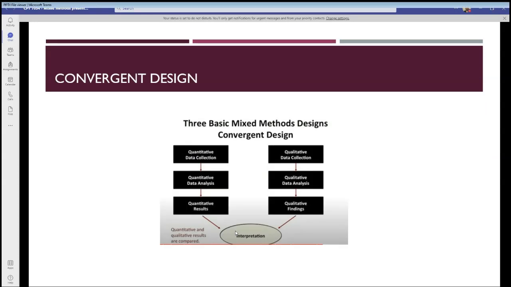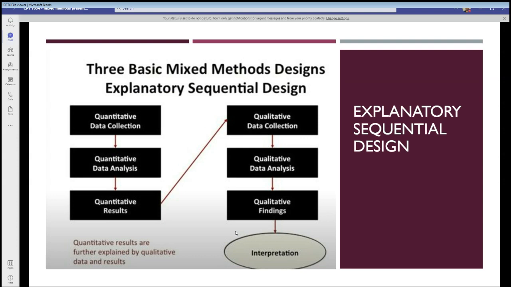So the first design that we look at is convergent design. This is when you take quantitative and qualitative data at the same time, and it leads towards an interpretation. This basically could be used to find how things compare to each other. Just see, hey, we have these quantitative pieces, we have these qualitative pieces. Do they actually fit together? And are they saying the same things?